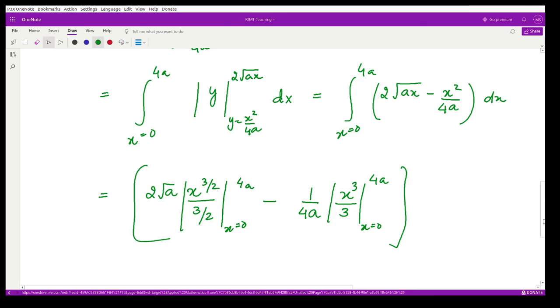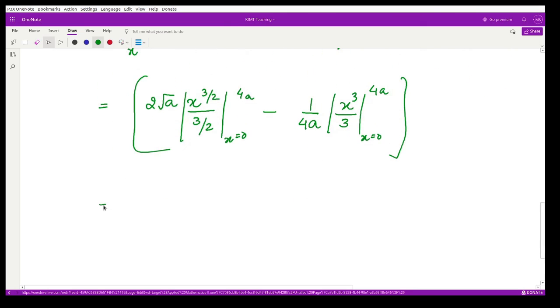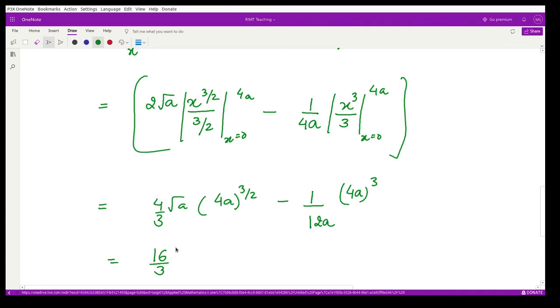Now we can simplify this. It would simply be 4 by 3 square root a into 4a raised to power 3 by 2, minus 1 by 12a, and here 4a raised to power 3. When you solve all this and simplify, your final answer would be 16 upon 3 a square. This is the required area of the bounded region.